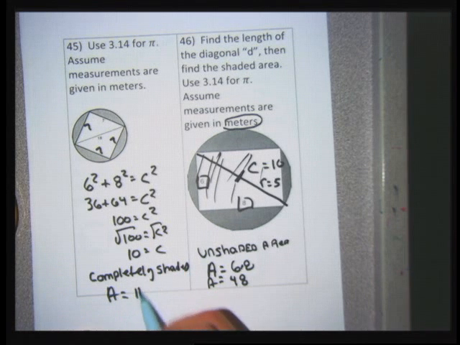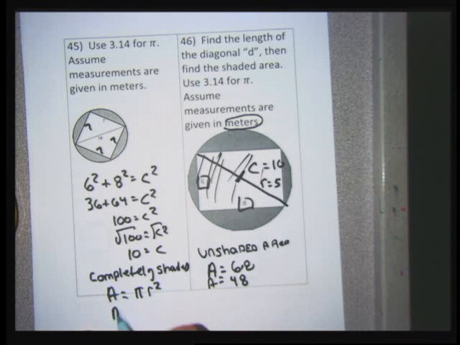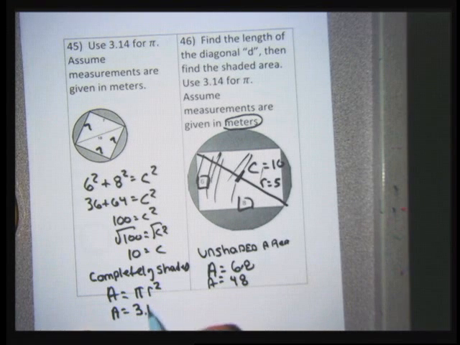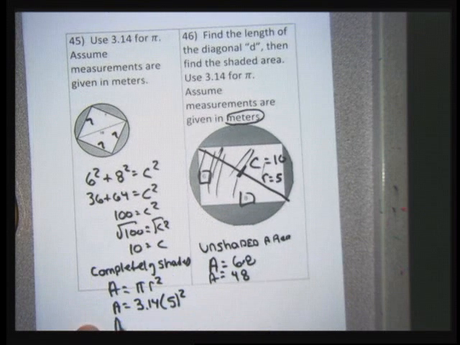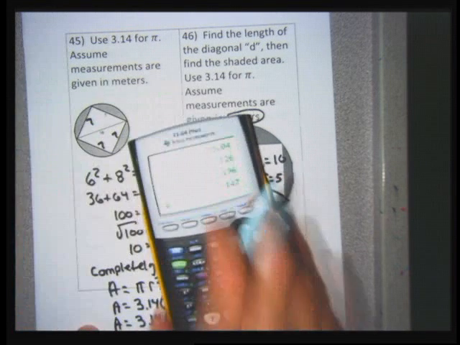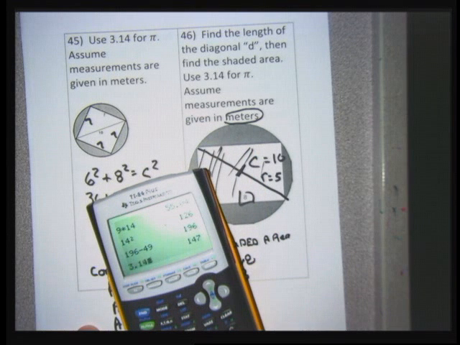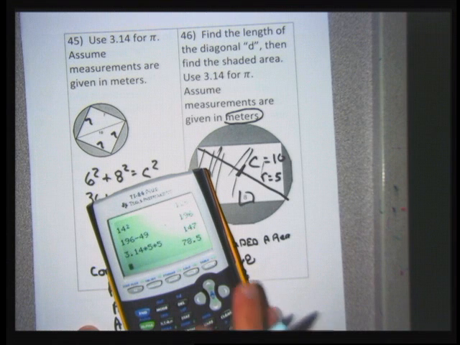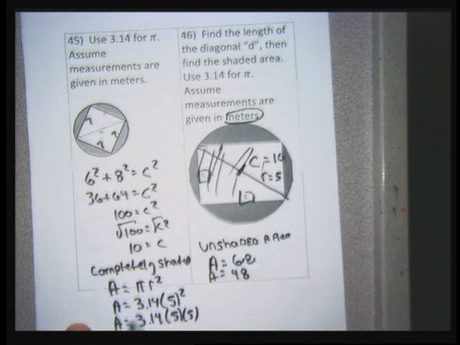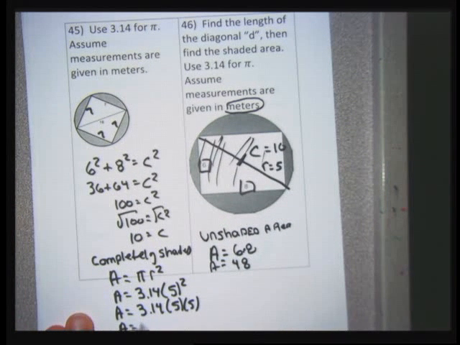So area is pi r squared, and in for pi, I'm going to put 3.14. In for r, I'm going to put 5. So this is going to be 3.14 times 5 times 5. And when I do 3.14 times 5 times 5, I get 78.5 square units. So if the entire thing was shaded, it would have an area of 78.5 square units.